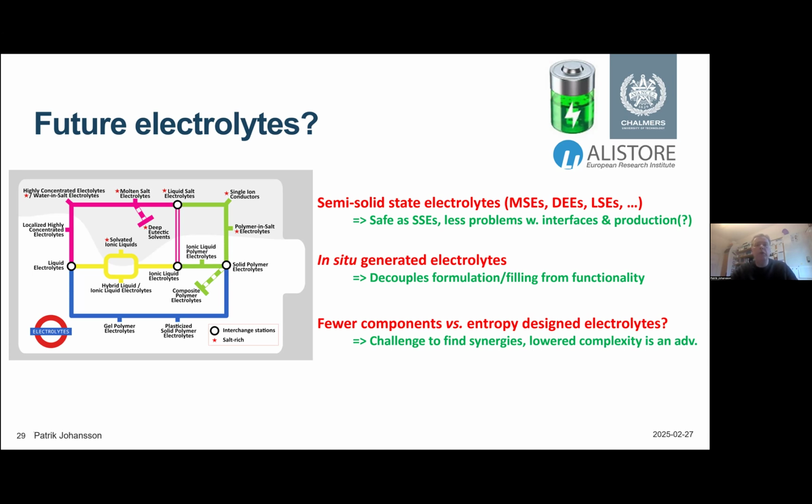What happens with fewer components versus entropy-designed electrolytes? Well, we do these molten salt electrolytes where you mix a bunch of different lithium salts. There's quite a lot of things that can happen as soon as you have many components. If you can make a single lithium salt which is liquid, or a sodium salt which is liquid, that might be advantageous. But the question is, can it fulfill everything? So lower complexity is an advantage, but maybe one can find synergies by mixing many things instead. So there's probably a sweet spot somewhere in between.